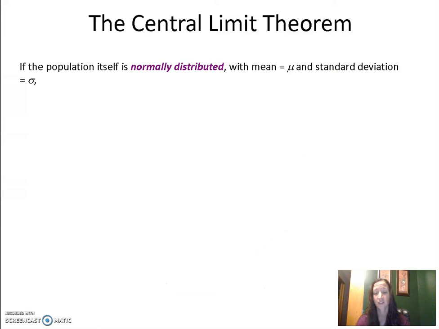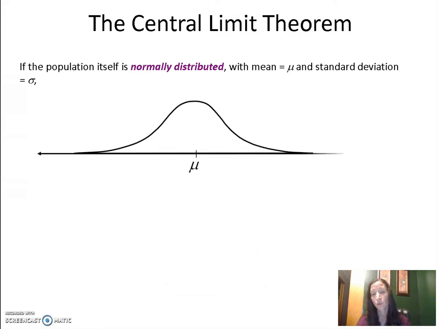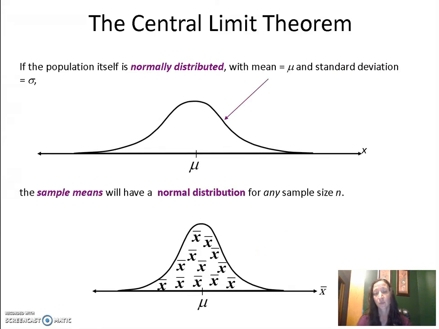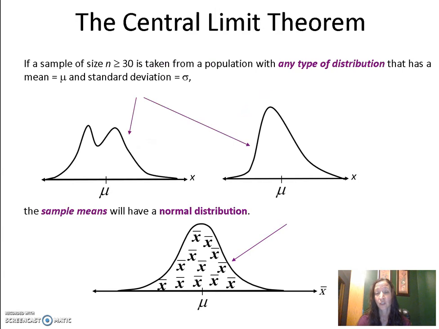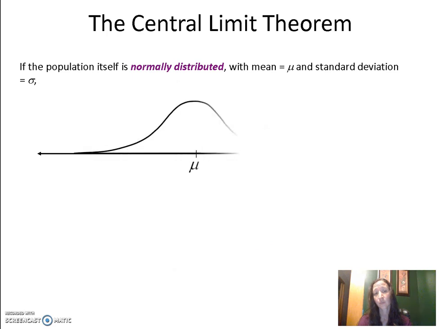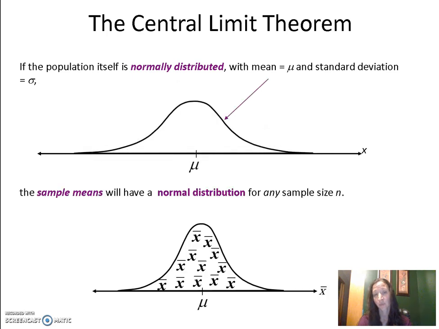The second part says that if we sample from a normal distribution, then the sample means will also be normally distributed. So two parts of the central limit theorem, again, state that if you take a large enough sample from any distribution, the sample means will be normally distributed. And if you sample from a normal distribution, the sample means will be normally distributed.